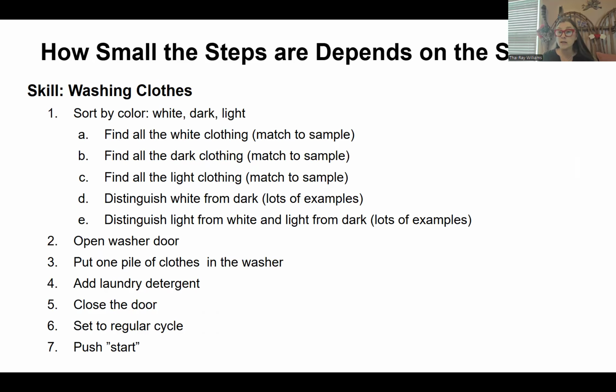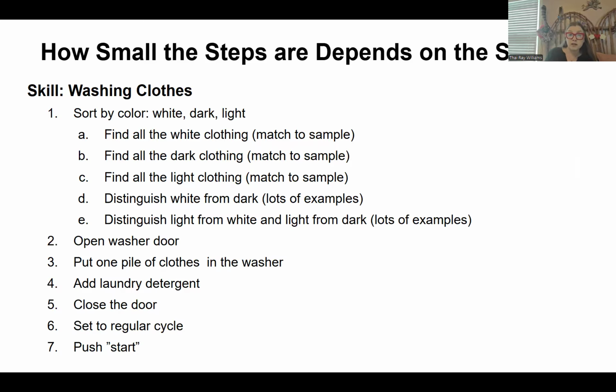So what you might do is, in that sorting by color, whites, darks, and lights just aren't enough. That student needs more support, smaller steps. So first we're going to give them a sample of what a white clothing would look like, and then they're going to find all the white clothing. And then after that, we're going to do the same with the dark clothing, giving them that sample. Do it with the light clothing. Remember, breaking things into smaller steps. So after they're able to find it when we give them a sample, the next thing we want them to be able to do is to distinguish whites from darks.